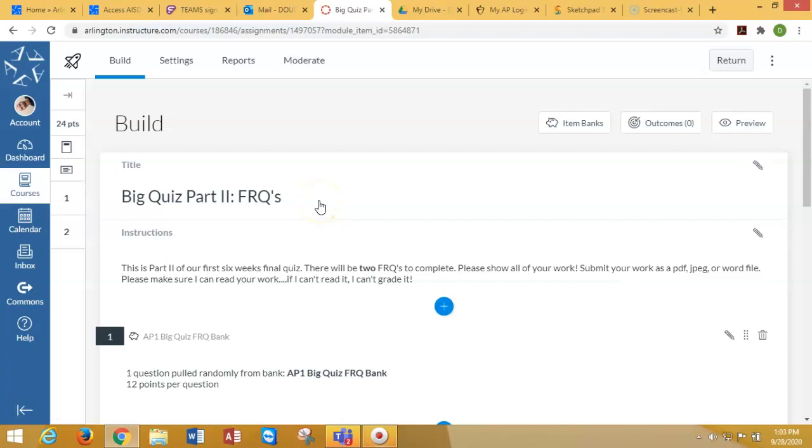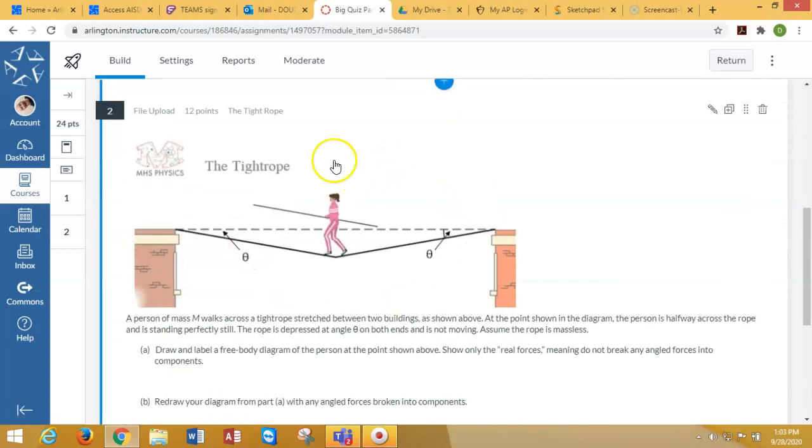Alright guys, if we look at the big quiz, FRQ part, one thing that a lot of people struggle with is drawing pictures, specifically free body diagrams. On the FRQs you had two of them. One of them was this tightrope one, and you had to draw some pictures of this gal on a rope.